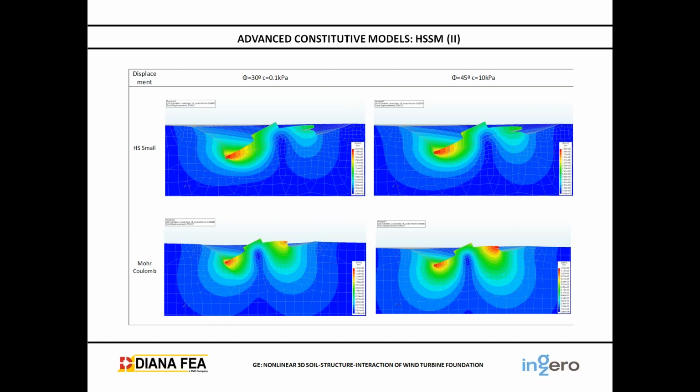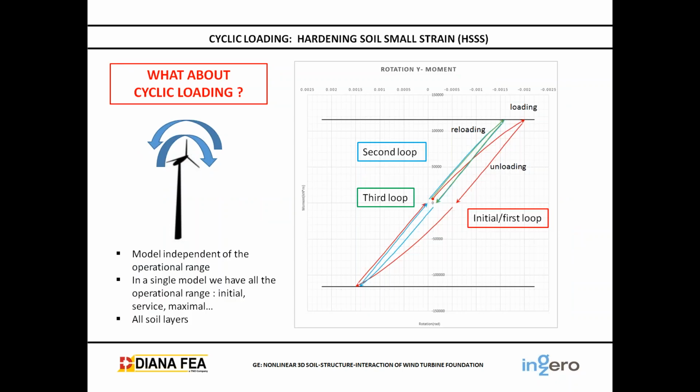Okay. Here we have the advanced constitutive models, which is hardening soil small strain. We can see it for a medium soil and for a hard soil. Qualitatively, we see the behavior that we have seen with the Mohr-Coulomb model, but we see more redistribution of the pressure on the terrain.